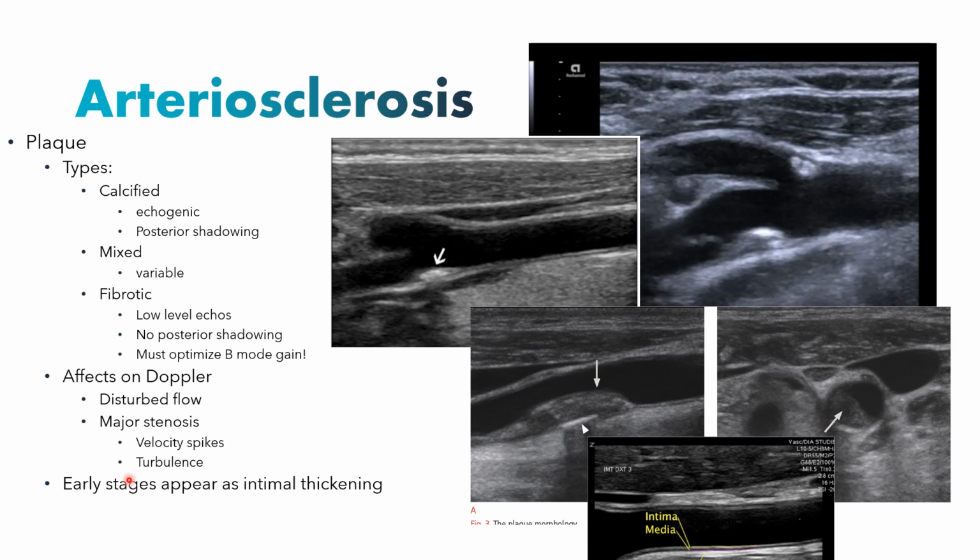All of these will really start as early stages as intimal thickening. And again, it's all those atherosclerotic disease factors that put you at higher risk for that. So the smoking, the diabetes, the high blood pressure, all of that.